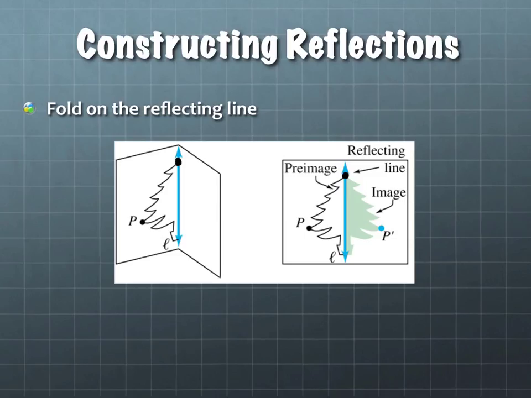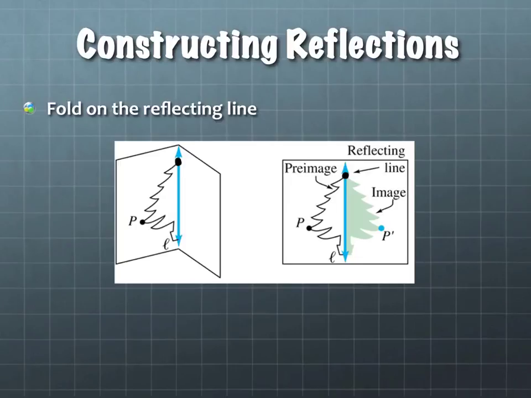To construct a reflection, there are several ways to do that. One way is by folding something. If you had half of a tree image in the first picture, and you folded it along the line and then traced it, you could get the full tree image, which would be the right-hand side shaded in green, and you'd have the other side of the image around that line of reflection.